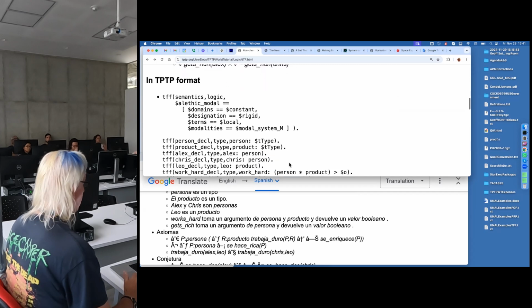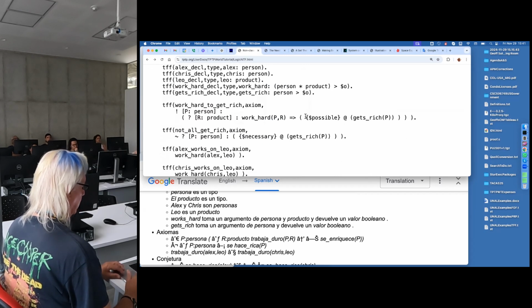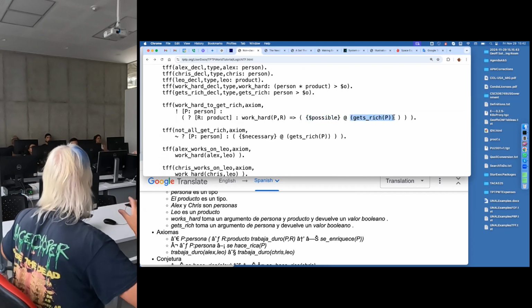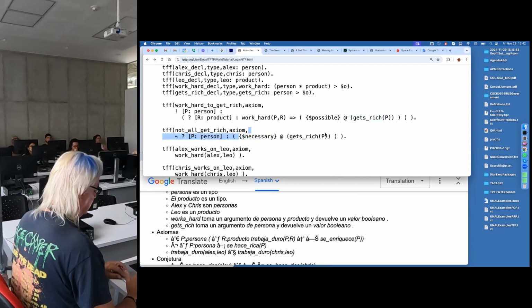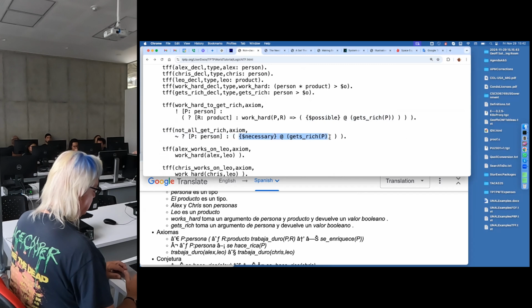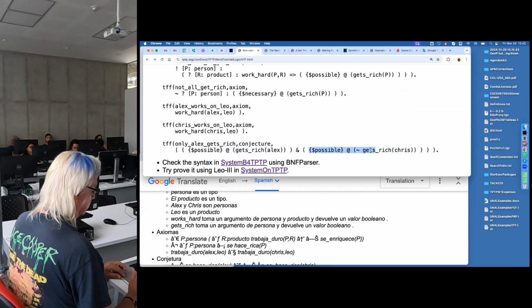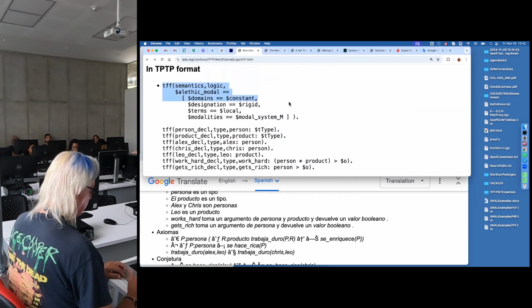So then now we need more TPTP syntax. Just ignoring the top, here's how we write this possible. Possible at, and then you put it in brackets, get rich. It's a little bit clunky, but we needed that for more things. It's necessary that P gets rich. The conjecture: it's possible that Alex gets rich, and it's possible that not Chris gets rich. I want to point you out to this at the top here.